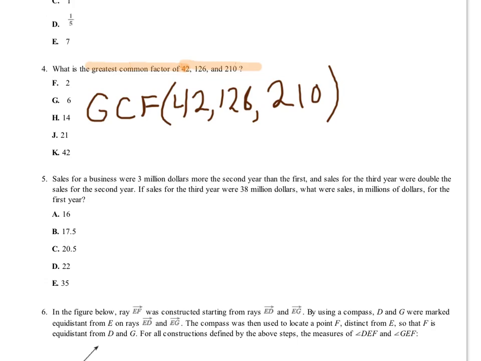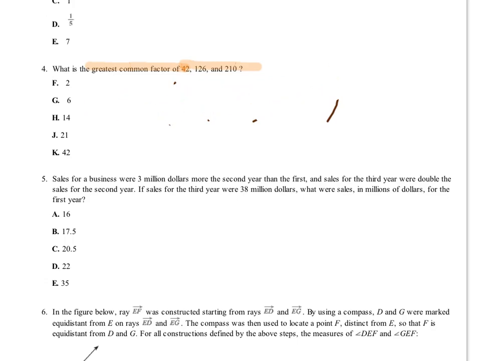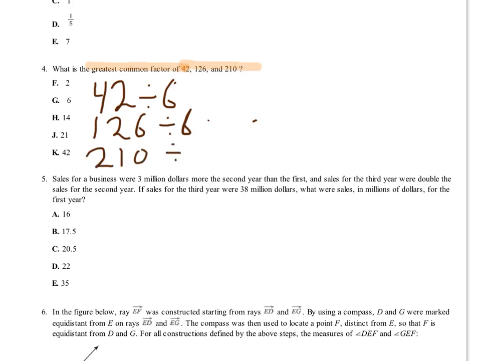But of course, if you don't have an Inspire, or that doesn't work for you, I'm all about having plan B and plan C and plan D. The next thing you might try is to look at the choices. Does 6 go into 42? Try 42 divided by 6. Yes or no? Does 126 divided by 6? Yes or no? Does 210 divided by 6? Yes or no? If yes, yes, yes, then 6 is a good number.